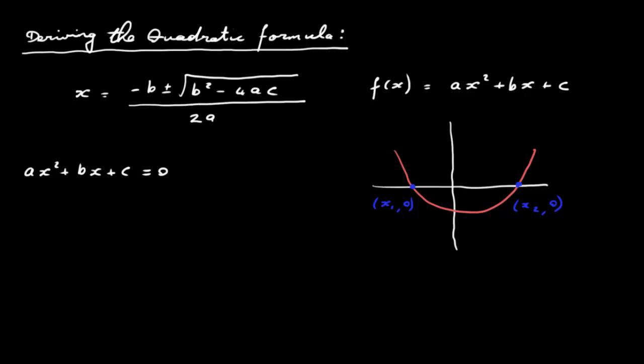So let's start. First thing I'm going to do is just get rid of this a here. So I'm going to divide across by a. That will give me x squared plus b over a x plus c over a is equal to 0. So I've just gotten rid of the a in front of the x squared. What I'm going to do now is do what's called completing the square. Now I've done that in a previous video. If you're still unsure about it, just have a look at that video. But I'll go through it now anyway.